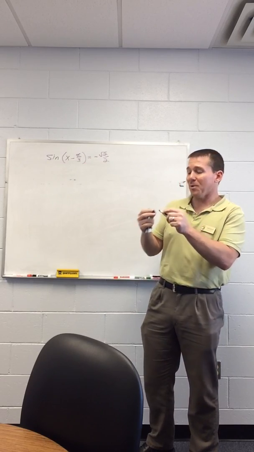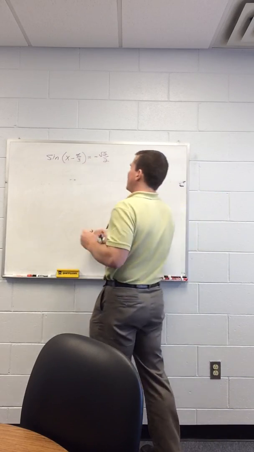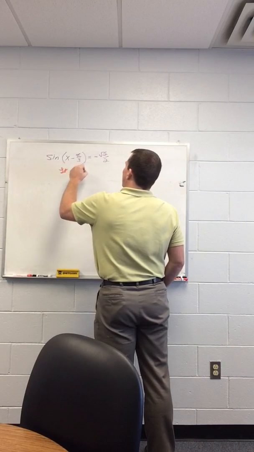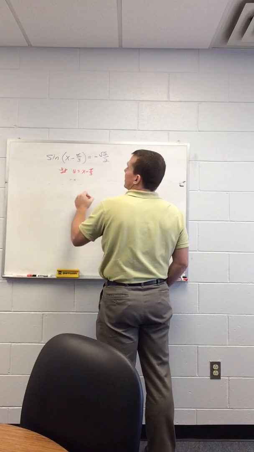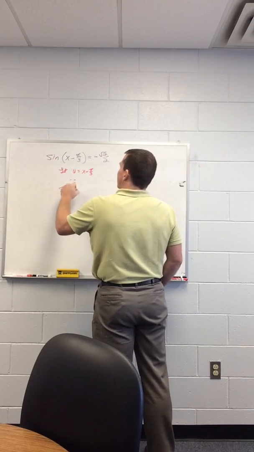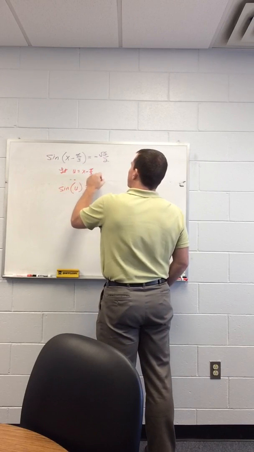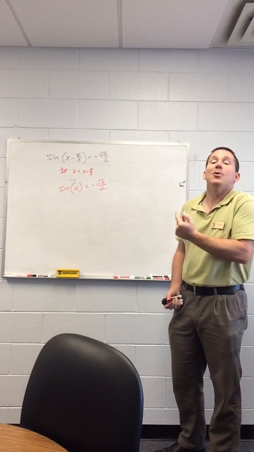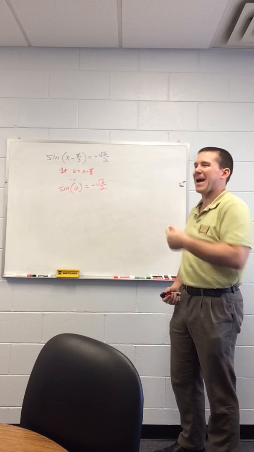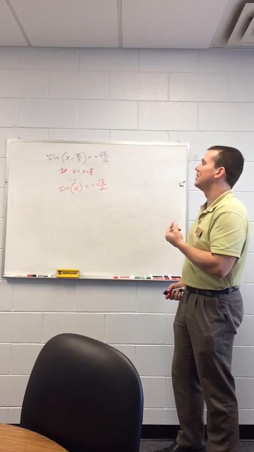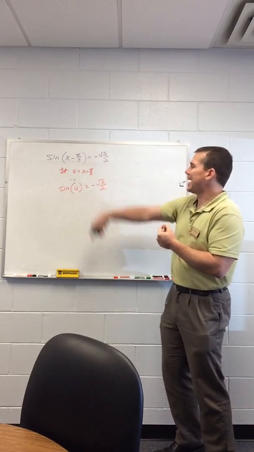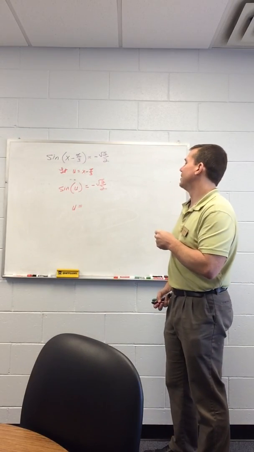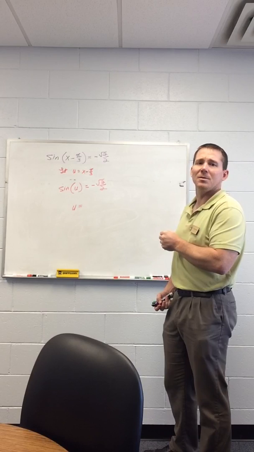But this can look a little bit tricky with the difference inside the parentheses. So one of the things you can do if it looks messy is do a substitution. Let u equal x minus pi over 3. Then I get sine of u equals negative root 2 over 2. And now that's easier. I'll just substitute back at the end once the problem is easier to deal with. So if I take the sine inverse, what angle gives me a sine of negative root 2 over 2?